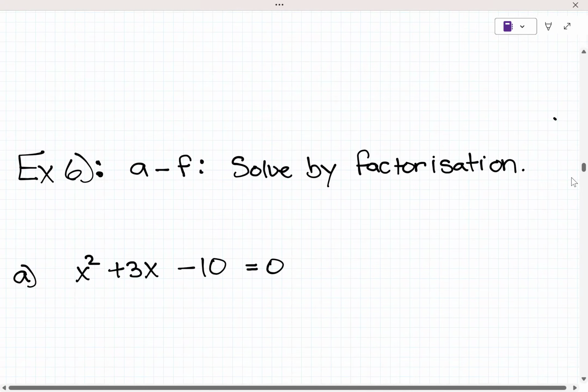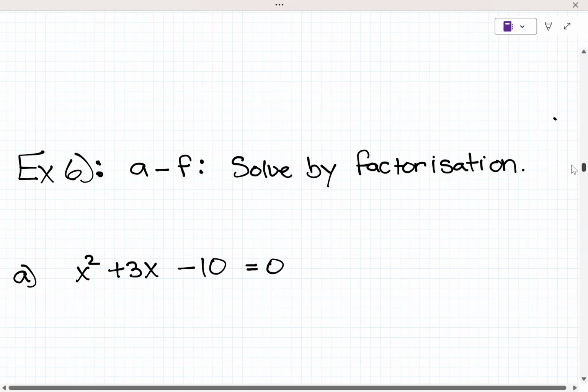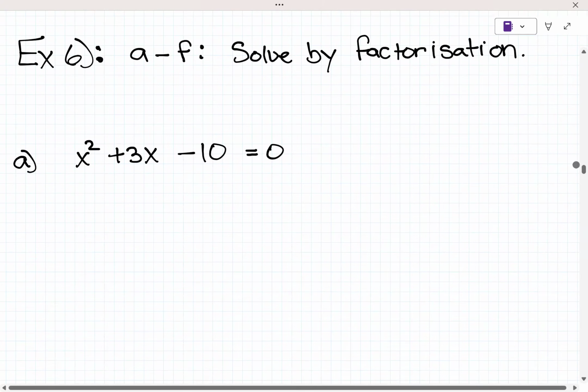Okay, let's move on to example 6. Example 6 has an A through F, so that's how many parts? One, two, three, and six. There are 6 parts in example 6, and the direction says solve by factorization. So let's look at A.